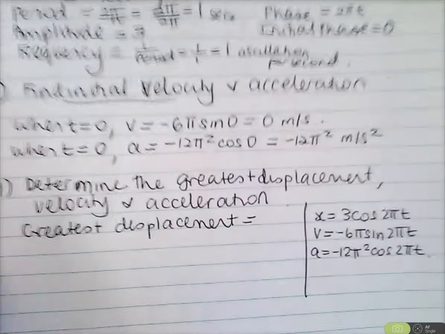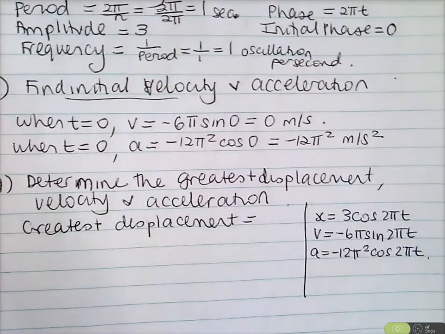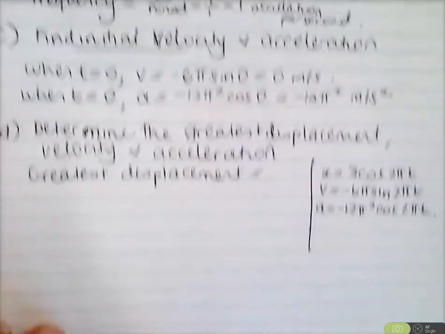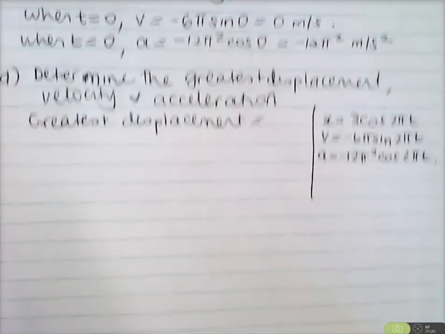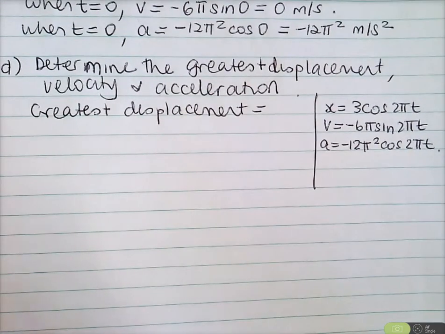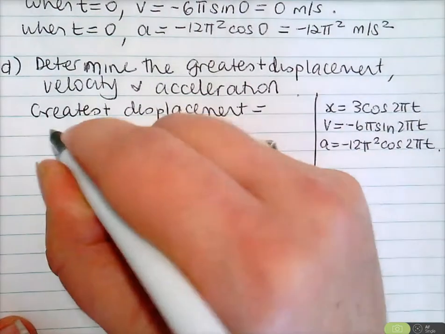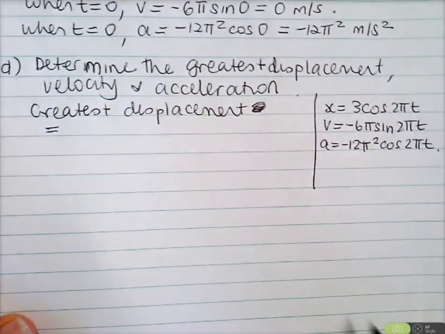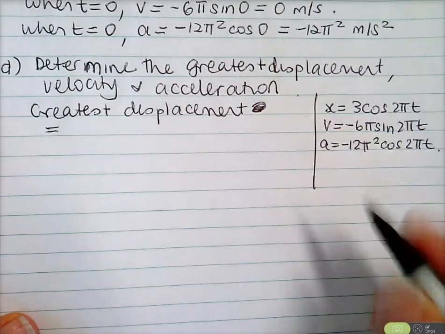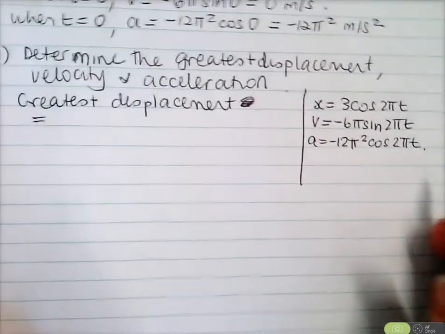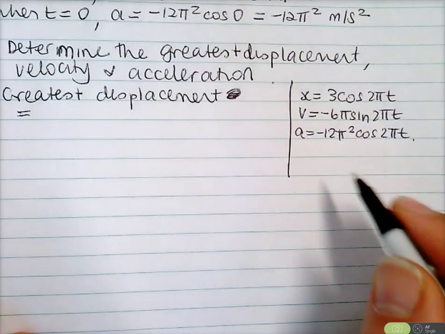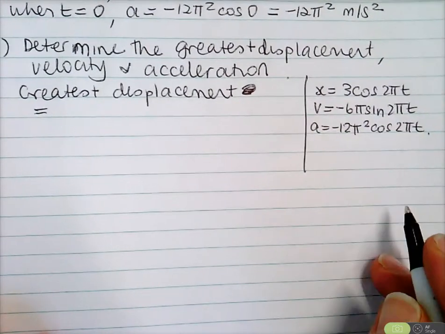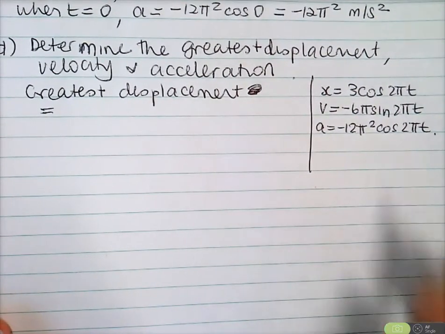So this is the easiest one of all the types. We'll start with an easy one. So we want the greatest displacement, velocity and acceleration. Go. Greatest displacement is what? Anyone? Do you want me to draw them? We can draw them. All right. Greatest displacement is, what does this look like?